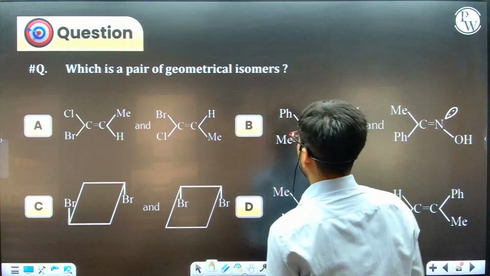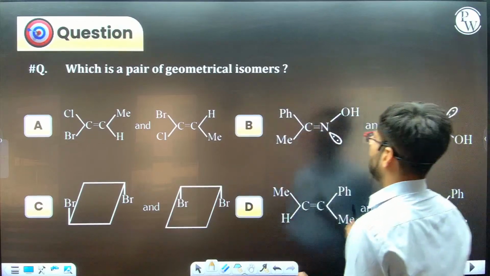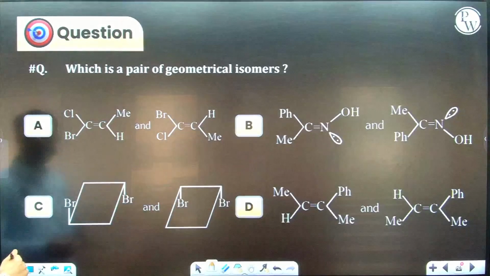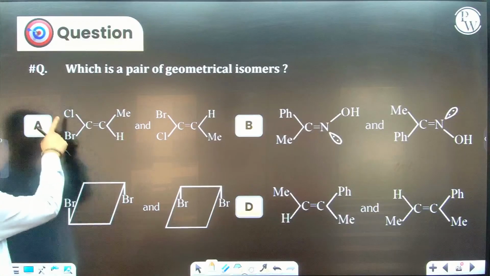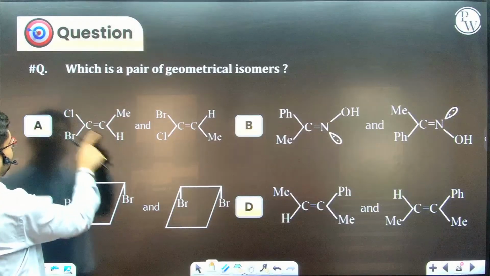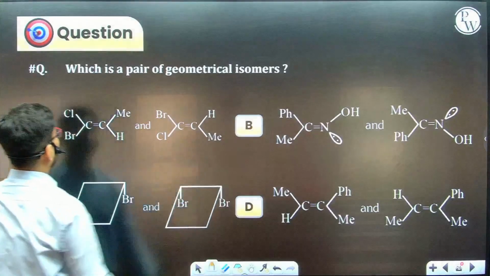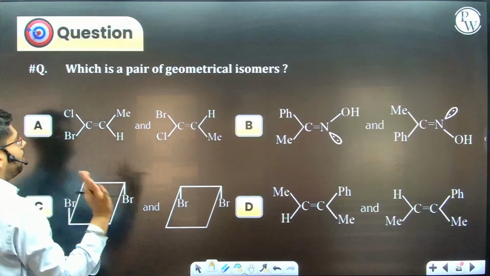Which is a pair of geometrical isomers? All right. Okay, let's look at the first one. In the first compound, Cl and H are opposite to each other. Here also Cl and H are opposite to each other. So these are not geometrical isomers.